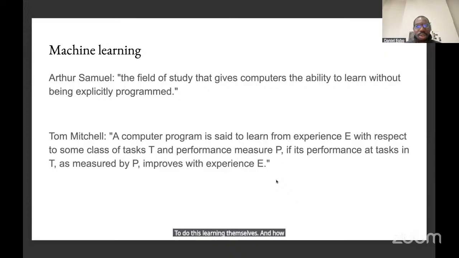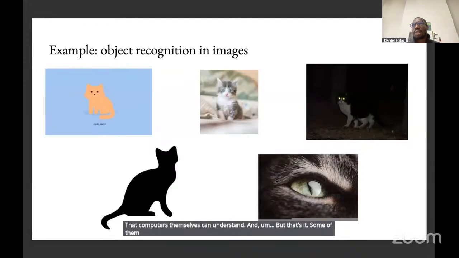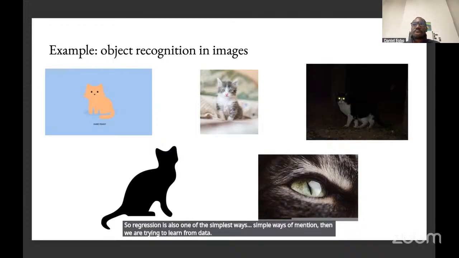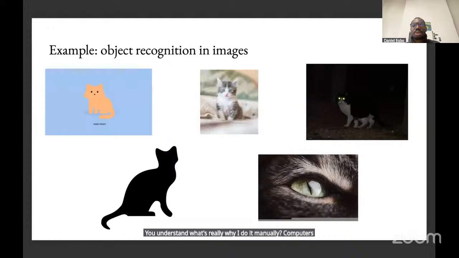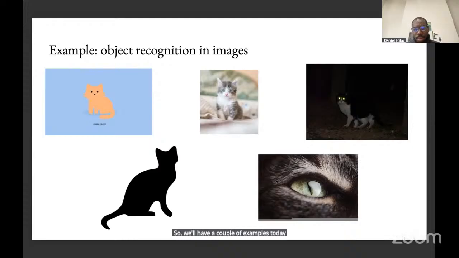And how do they do this? They do this through a bit of algorithms, a bit of models, a bit of code that computers themselves can understand. And that's it. Some of them you have also played with, especially if you've done something in high school or even in your early undergraduate days, like regression. Regression is one of the simple ways of machine learning, where you're trying to learn from data. But here, while you do it manually, computers can also use that technique to learn from data. So we'll have a couple of examples today when we talk about machine learning.